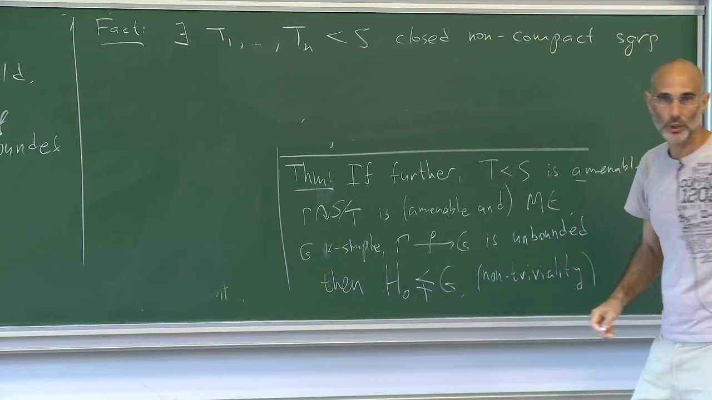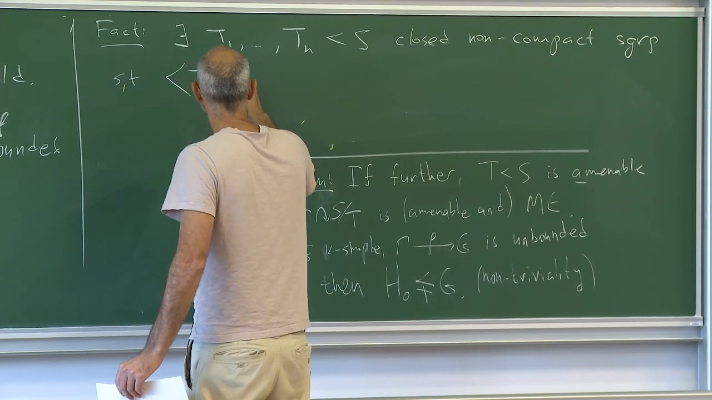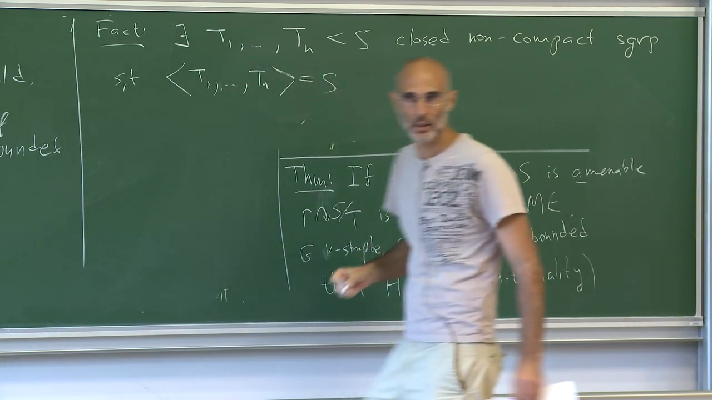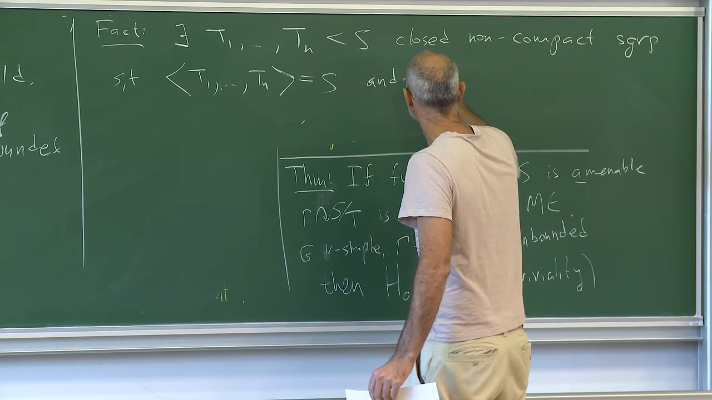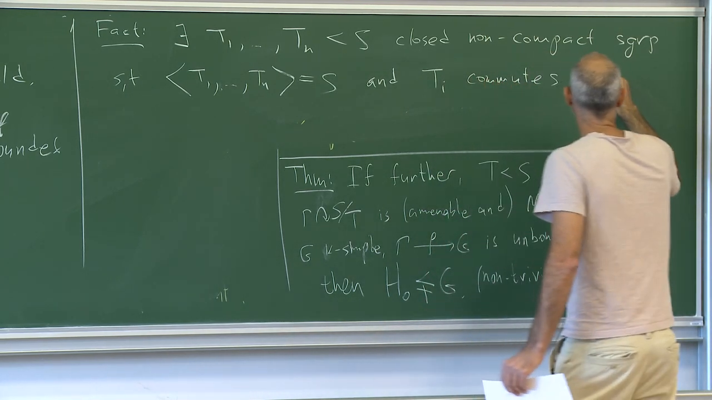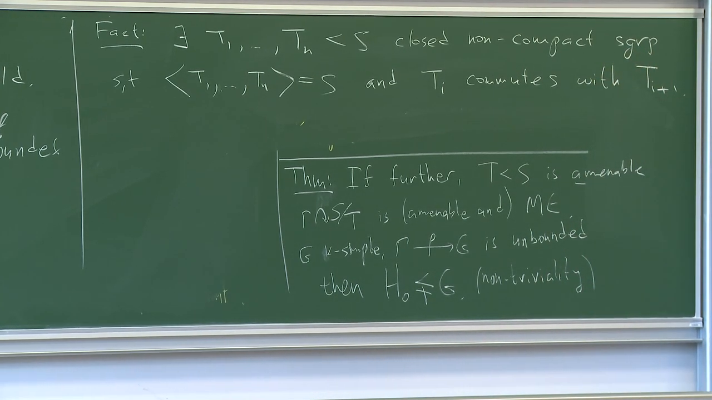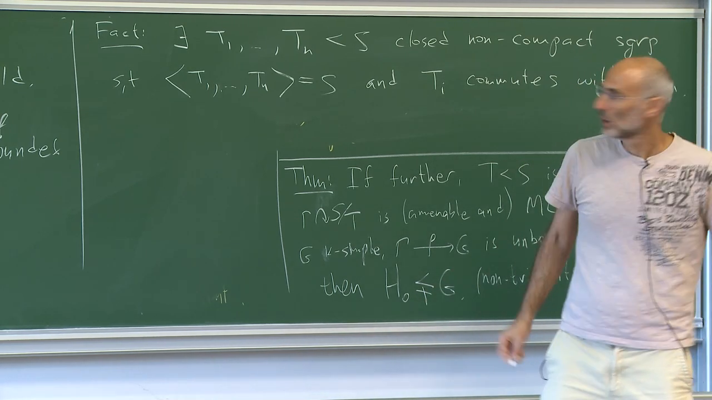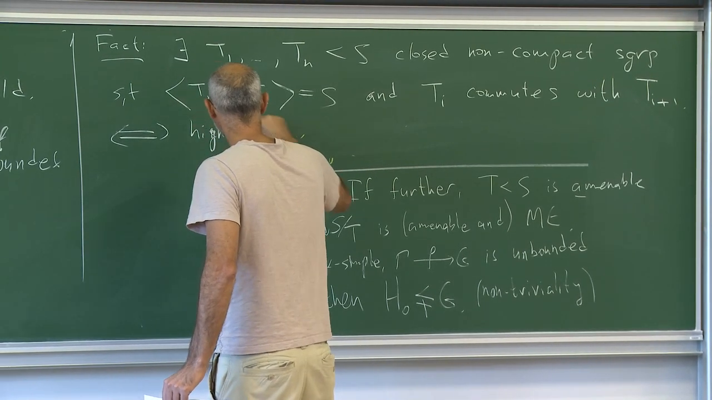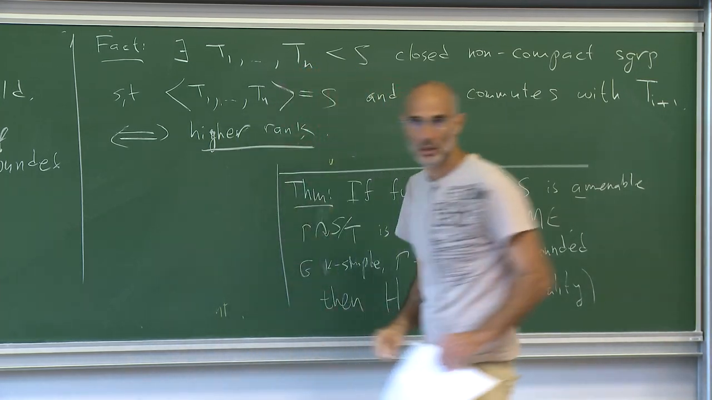There exist T1 to Tn such that we have both properties. Together, they generate S, and Ti commutes with Ti plus one. They sequentially commute. So this property is equivalent to higher rank. So higher rank is an adjective describing the group S, and it is equivalent to this thing over here.